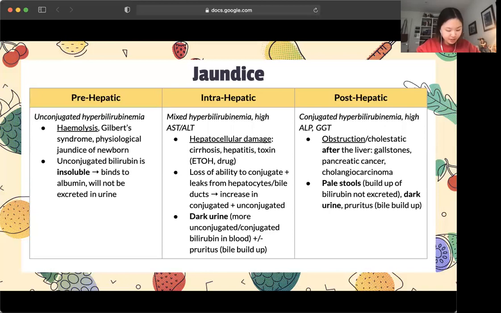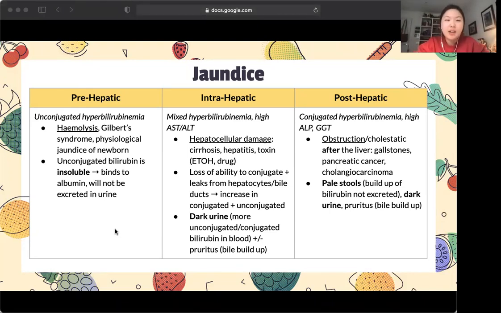Great. Jaundice. We love jaundice. So there's prehepatic, intrahepatic, and posthepatic jaundice. Just the main things to remember. Prehepatic is going to be your unconjugated elevated bilirubin, and this is basically the one thing to remember: it's hemolysis, so hemolytic anemias and stuff like that.